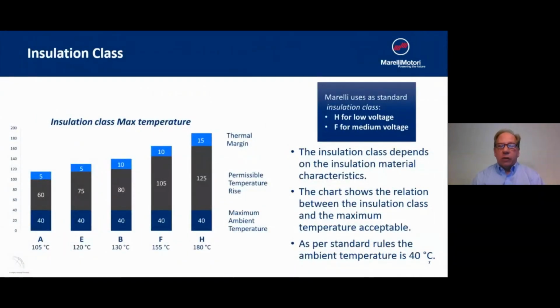Here we have the insulation class of the generator. Marelli uses class H for all of its low voltage units and class F as standard for all of its medium voltage units. So in class H, we have a 40-degree ambient, as we do with all ratings, but we have a 125-degree permissible temperature rise.